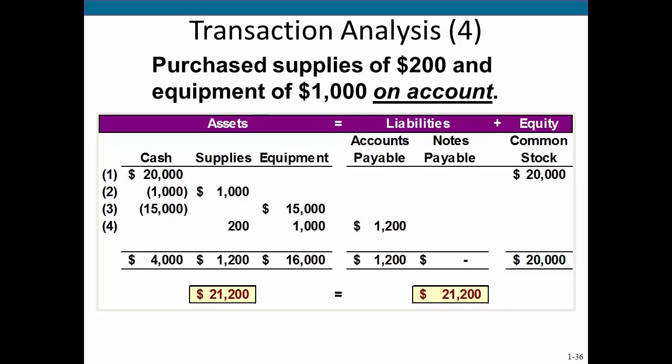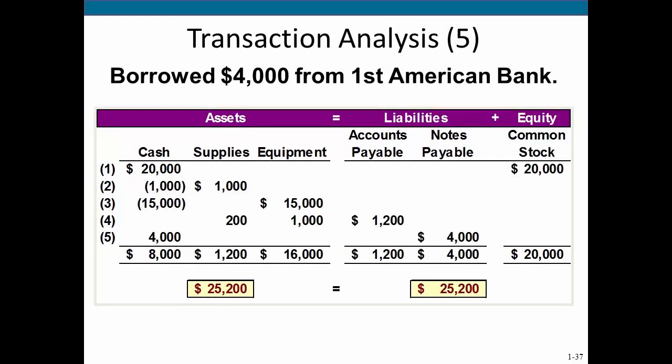The total on the asset side of the equation is now $21,200. If you use a credit card to purchase gas for your car, you receive an asset, gas, and incur an accounts payable to the credit card company. In this case, the balance in liability accounts is now $1,200 and the common stock account balance is still $20,000, and the accounting equation is still in balance.